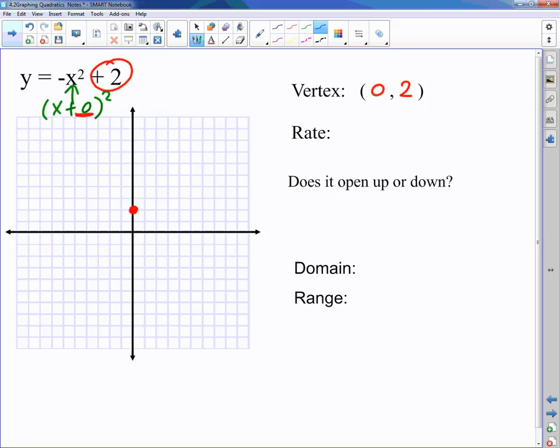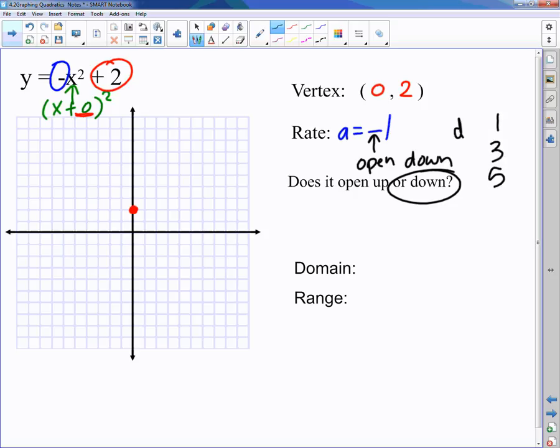The rate, or a, equals 1, but in this case it's a -1. So what this negative does is it works just like with absolute values. That negative is going to make it open down. So that's why we have this question here, is open up or down. So we're still going to use that 1, 3, 5 pattern, but instead of going up 1 over 1, we're actually going to go down 1 over 1, down 3 over 1, down 5 over 1.